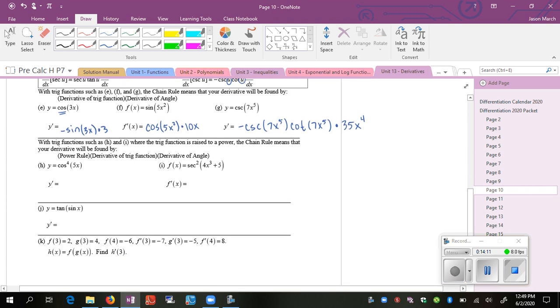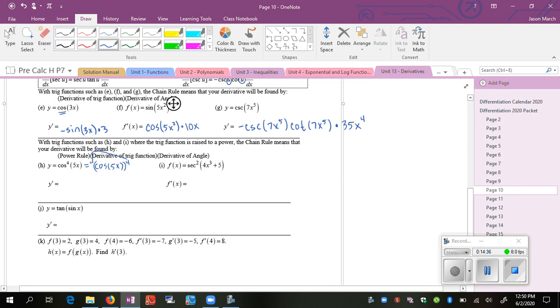Where it gets even a little bit more complicated are ones where we have exponents on our trig functions. So if we have an exponent on a trig function, you need to recognize that the exponent is really the same thing as saying the cosine of 5x to the 4th. So that exponent is on the trig function. That's the first thing we need to take care of. So this one's going to have 3 links on the chain.